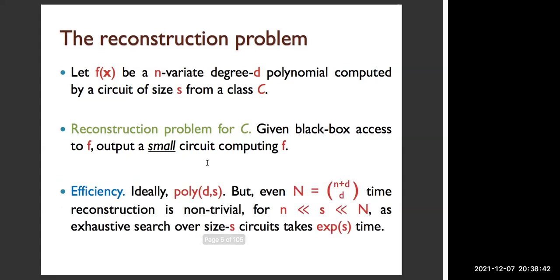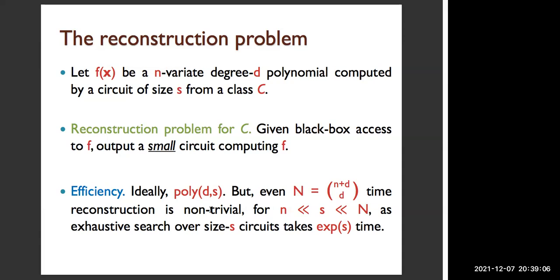What about the efficiency of this reconstruction process? Again, ideally, I want it to be a polytime algorithm. Polynomial in the usual parameters: the number of variables, the degree, and the size. I haven't put in the number of variables here because S already subsumes n, the size of the circuit.